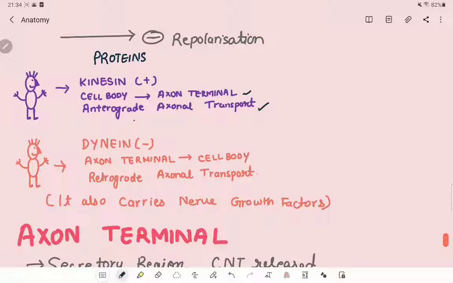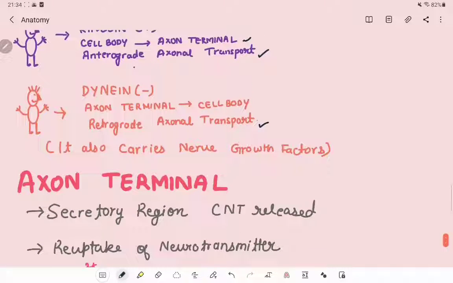Dynein proteins are just the opposite of kinesin. They transfer the substances from the axonal terminal to the cell body. That is, they show retrograde axonal transport. It also carries nerve growth factors. Dynein proteins carry certain nerve growth factors towards the cell body, or we can say towards the genome of the cell, so that the cell can respond accordingly to the growth factors for development of certain structures throughout the neuron cell.